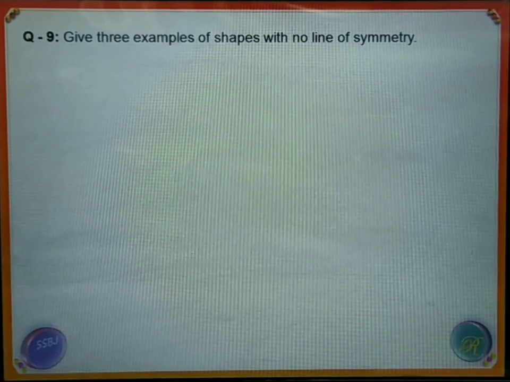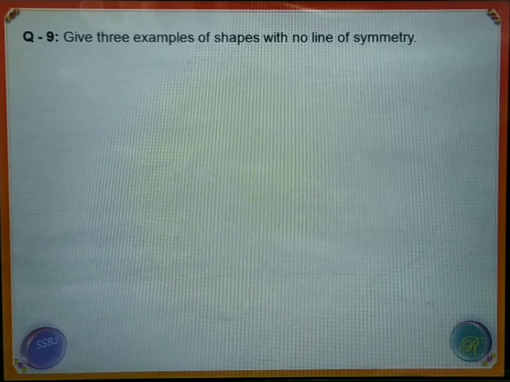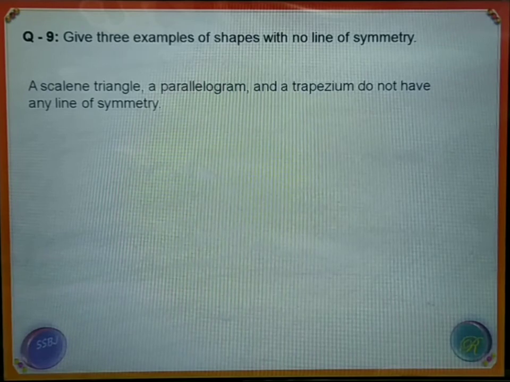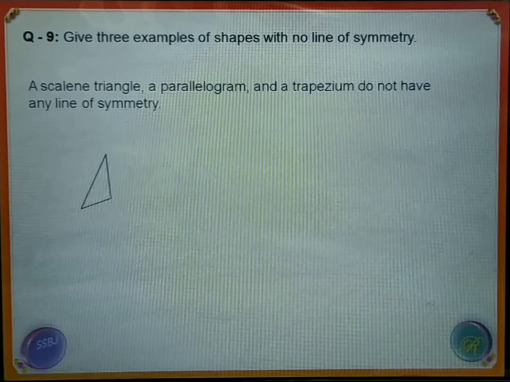Question number 9. Give 3 examples of shapes with no line of symmetry. A scalene triangle, a parallelogram, and a trapezium do not have any line of symmetry.